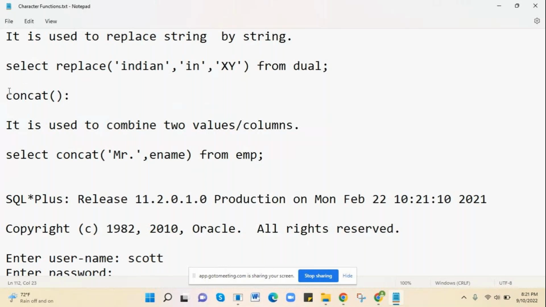Next, concatenation. It is used to combine two values or two columns or two strings. I want to combine Mr. and employee name. It is a function. And we have this one also, pipes. These are operators. Both are doing the same task, but concat is a function and the pipes are an operator. Two pipes. Okay?